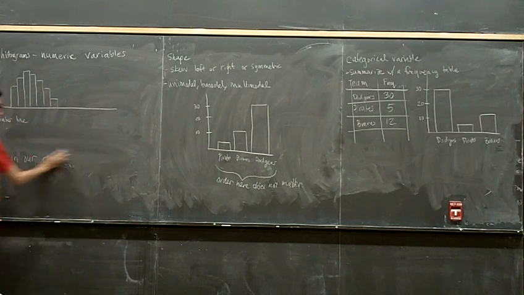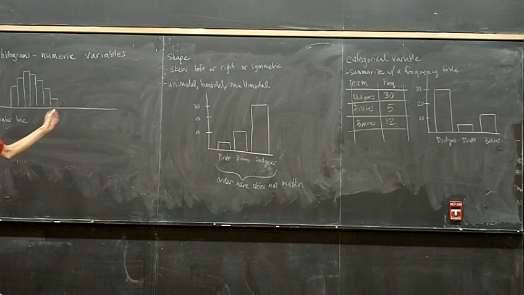I do not have that option with the histogram, because it's a number line. I can't rearrange the columns because I'd be changing the order of the numbers in the number line.